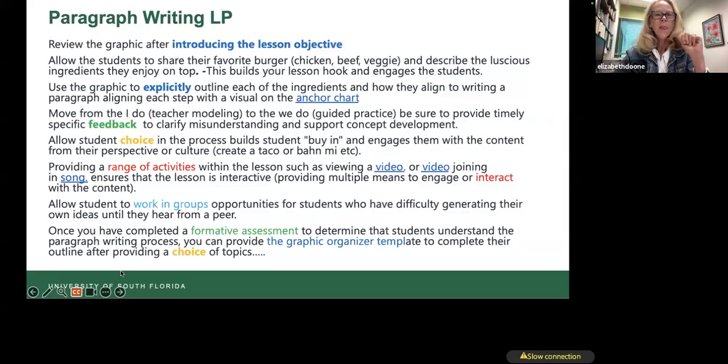Then I'm going to explicitly go through that anchor chart that I just showed you of the graphic organizer. Then I'm going to move from the teacher modeling of how to write, to the guided practice where we work together to write one together. And I'm going to provide specific feedback as I go through that, clarifying misunderstanding. Yes, the topic sentence is not exactly the same, but it summarizes exactly what you said. So you could, but it's better to provide a rewritten sentence of that. So I allow the students opportunity to make mistakes so we can learn from them. I allow student choice in the process, and that builds that buy-in. So again, they can talk about a different type of sandwich if they want, but getting into a way to describe it, that choice is theirs.